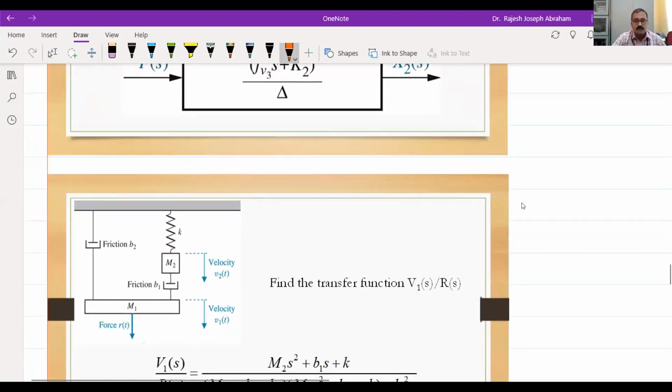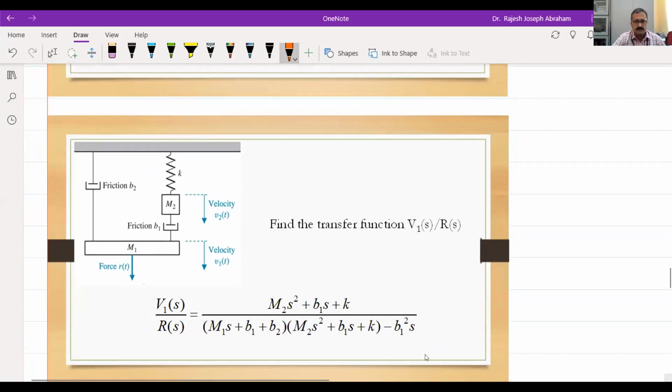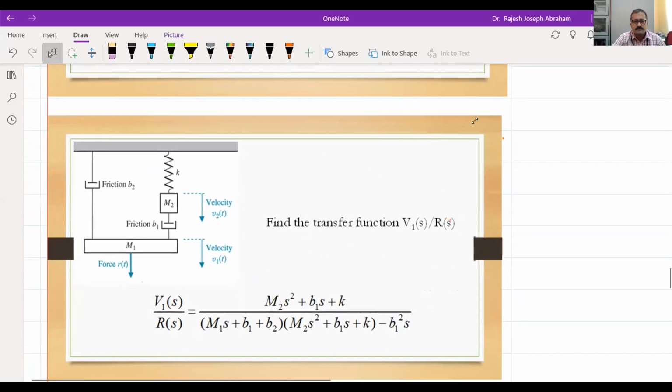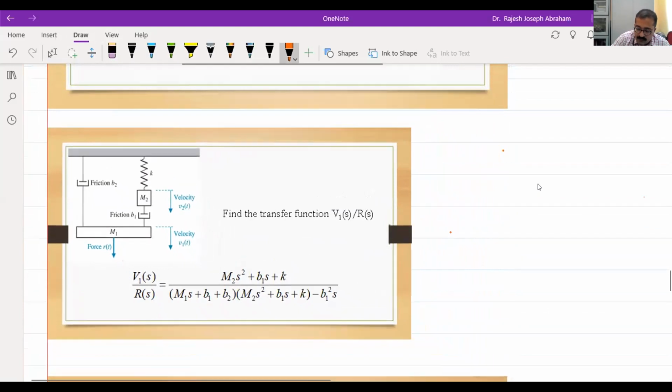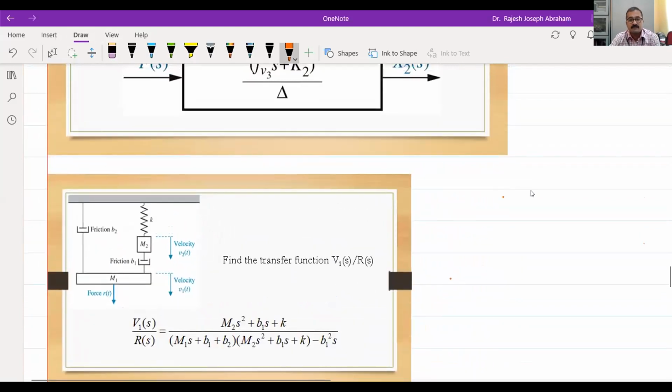Find the transfer function V1 of s divided by R of s. So how will we solve this? Again, there are two masses, so it will be a 2 by 2 matrix, right? Mass m1, applied force is r of t, so it becomes R of s. Mass m2, there is no applied force, that means it is 0.